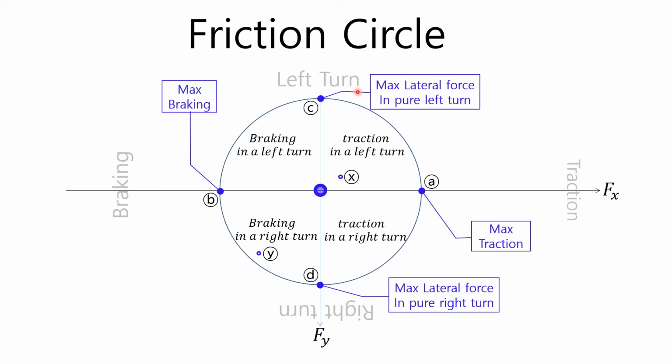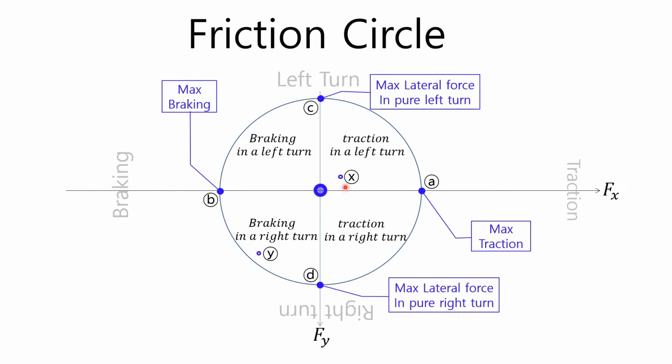Point A represents the maximum acceleration force of the driving wheels, point B represents the maximum braking force of the brake wheels, point C represents the maximum lateral force during left turning, and point D represents the maximum lateral force during right turning. A point inside the solid line represents the friction force in a specific operating state.